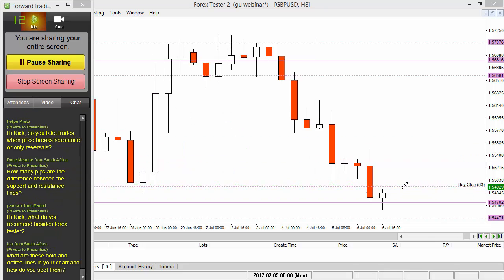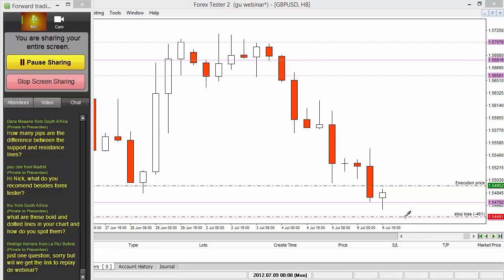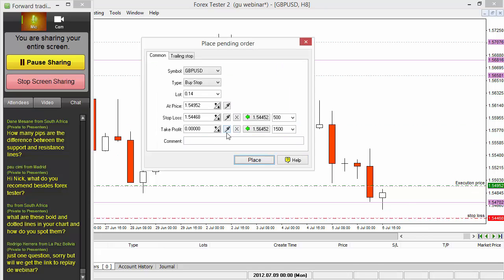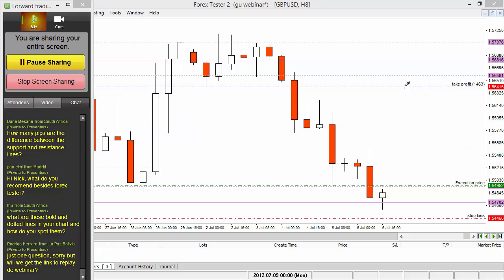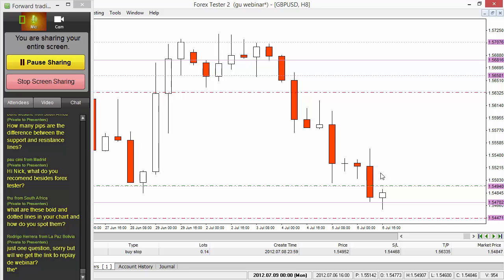So let's go in around about here. Put a stop around about here and stick a target. All right, we know it fails anyway, so it doesn't matter what the target is. What I'm trying to show you is how to get out early.